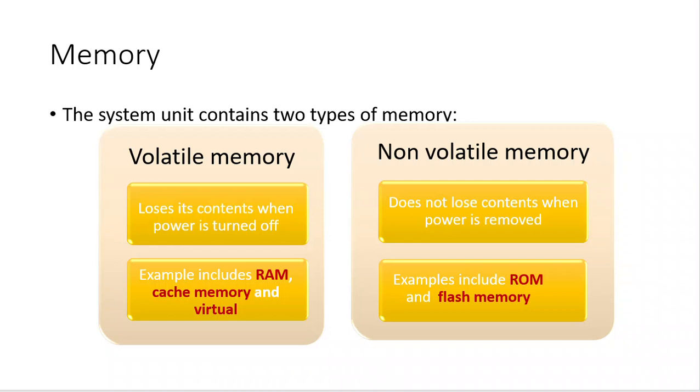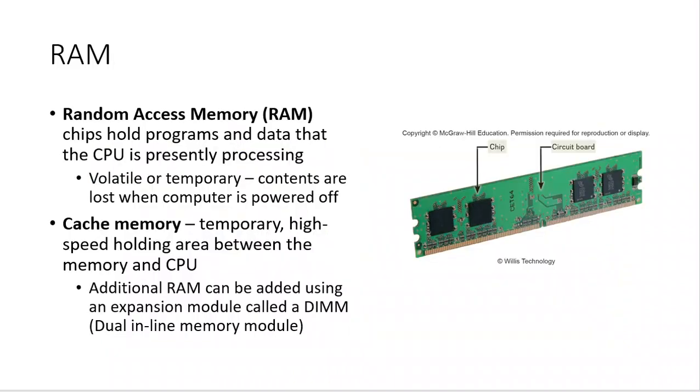Volatile memory means if we turn off the electricity supply to it, everything inside will be lost. But for non-volatile, even if you turn off the electrical supply to it, the content still remains there. For example ROM and flash memory. So let's look at them one by one.